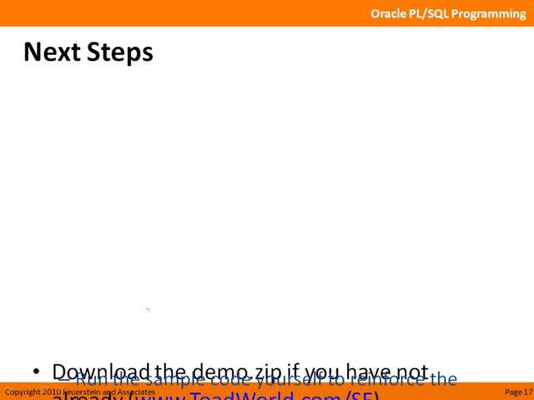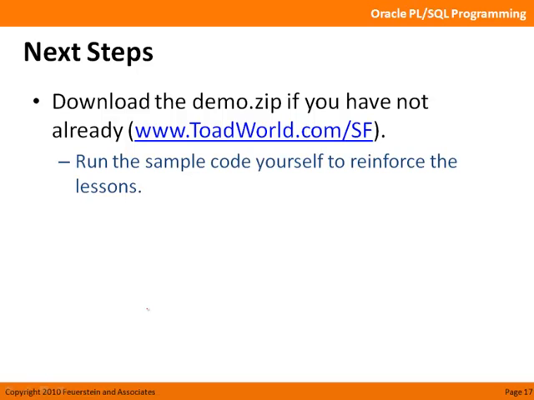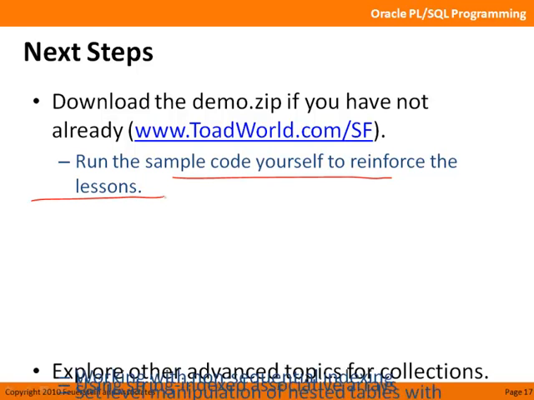Next steps. Download the demo zip if you have not already done so from PL SQL Obsession. Run the sample code yourself to reinforce the lessons. I say this at the end of every one of my lessons, but for this one, I really, really mean it. Use the different files I give you. Go through each of these examples. Make sure you understand it. Start with the simplest ones. Work your way up. And if you can make your way through all these examples and the sample files and actually understand what's going on, you're going to be in great shape to build your own multi-level nested collections.